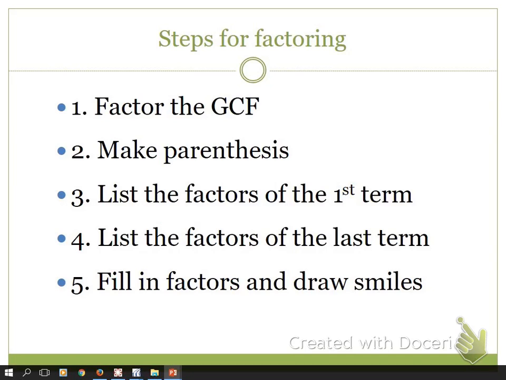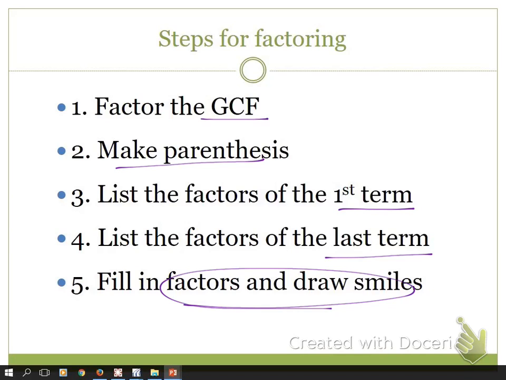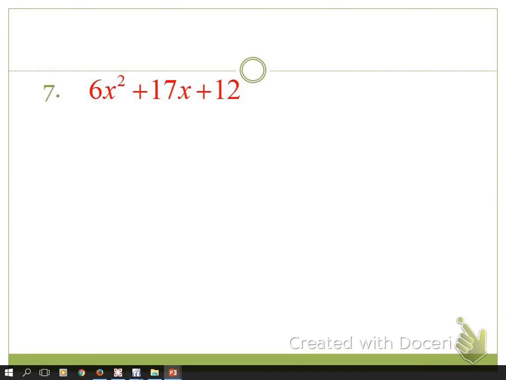All right, now we're going to get back to our trinomials, and we're, again, going to follow the same steps. Factor out a GCF if you can. Make your parentheses, list the factors of the first term, list the factors of the last term, draw your smiles and see how your factors fit in. Okay? So let's just get to it.